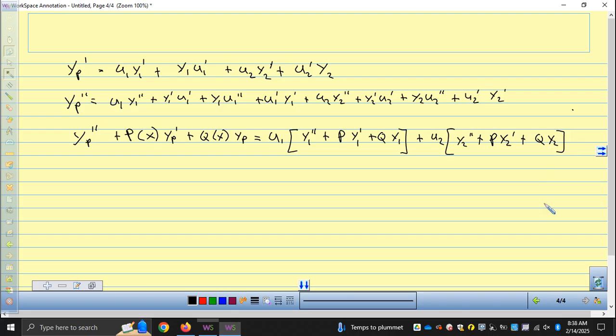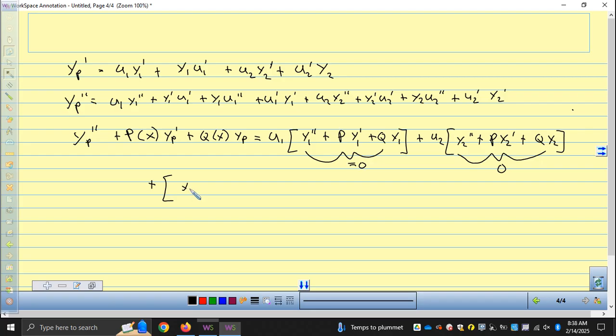What do we know about these two? y1 and y2 are solutions to the homogeneous differential equation. So this term equals 0, and this term equals 0. So that's nice. But we have more.